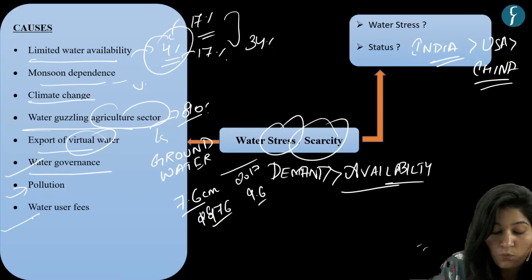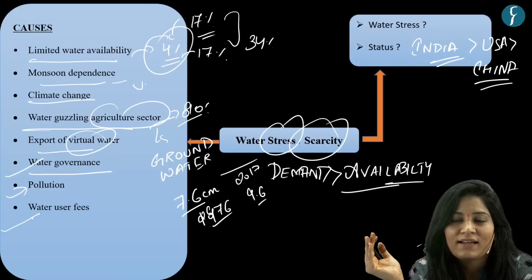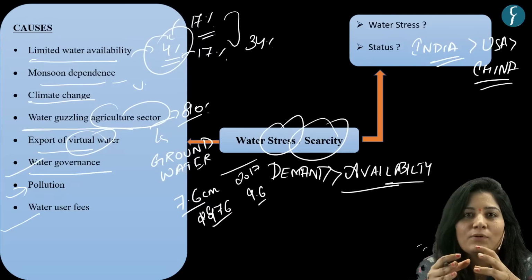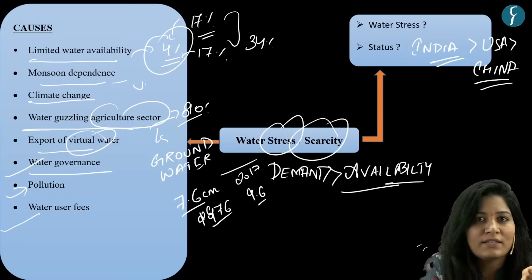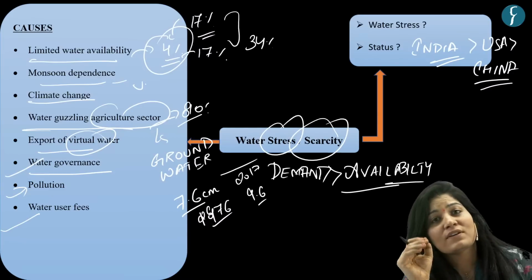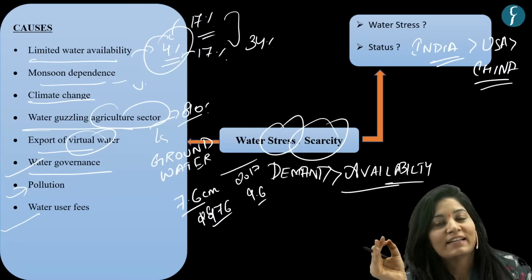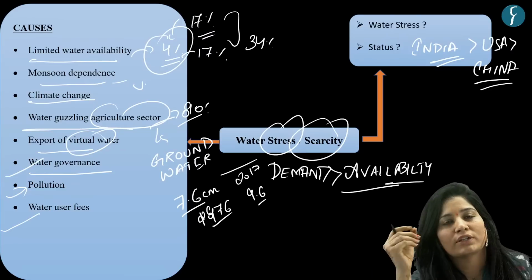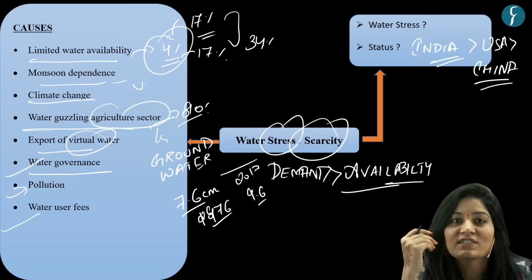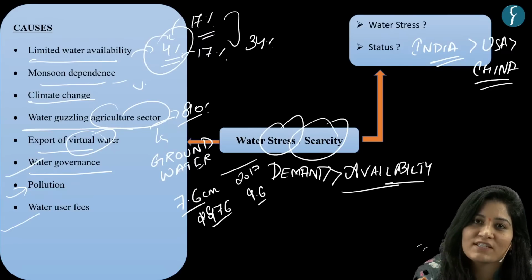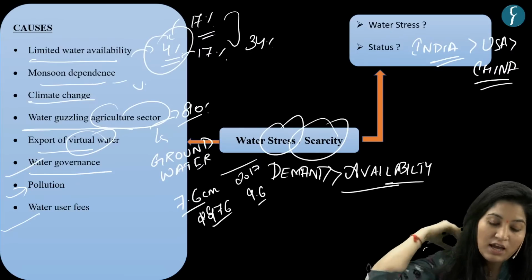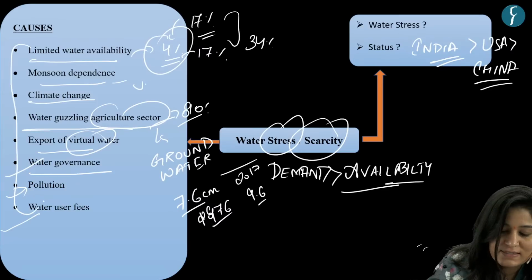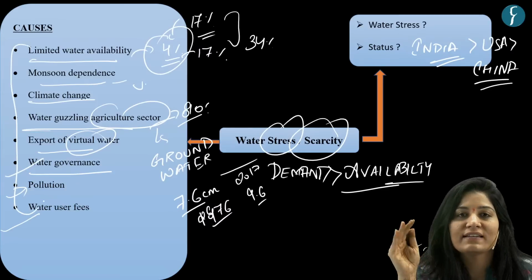The next is water user fee. See, every state, or most of the states, have a water user fee. Take Tamil Nadu, take UP. But that fee is too nominal, which led to indiscriminate use of water, which is a sheer manifestation of water wastage. Okay, so these are the causes of water stress in India.